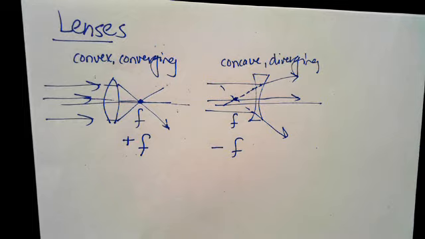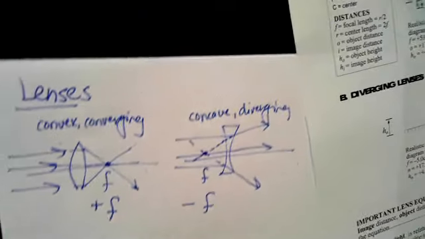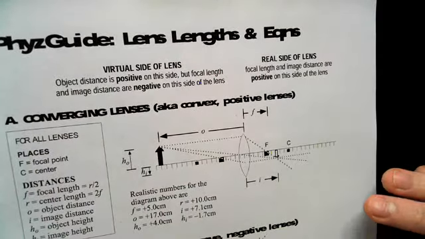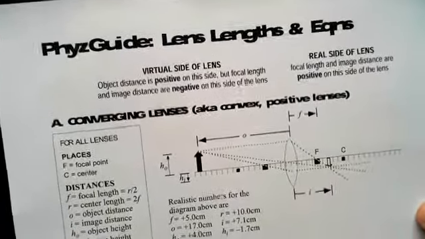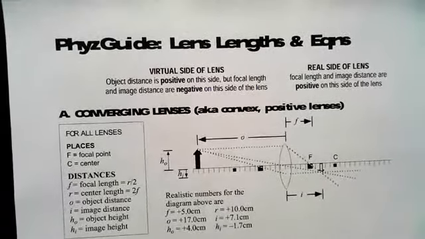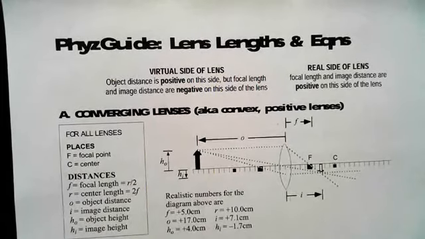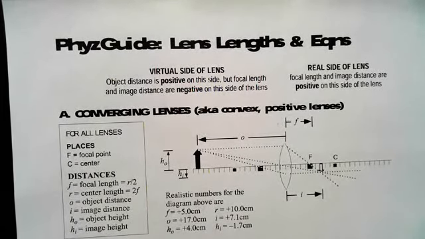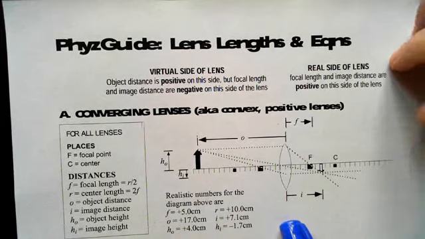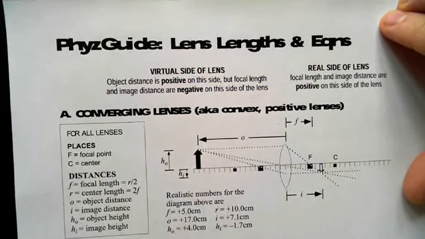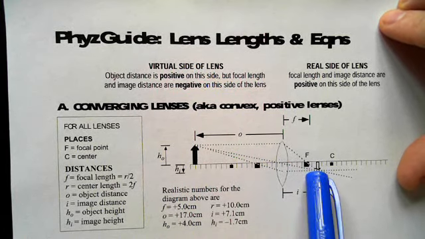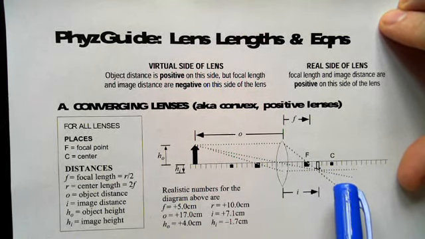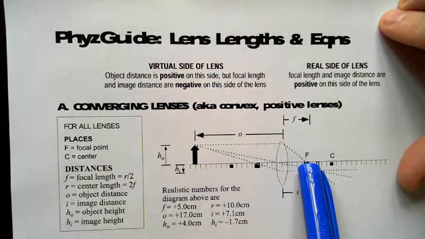So if you go ahead and grab your phys guide, that looks like this, we're just going to walk through real quick some properties of these kinds of lenses, what's positive and what's negative, and the terminology and all that kind of stuff. So first we have a converging lens. As you can see, the focal point is always on the right side. It always has a positive value.